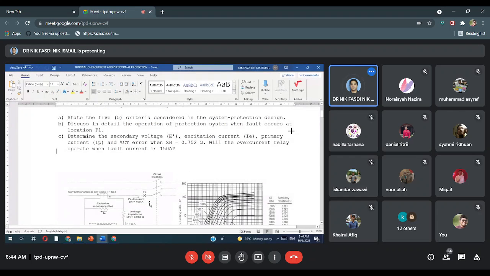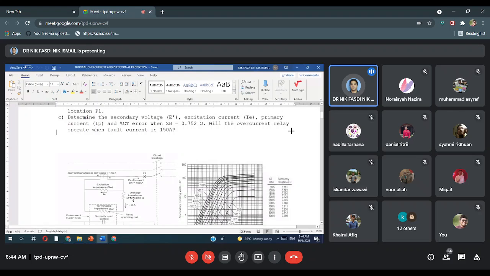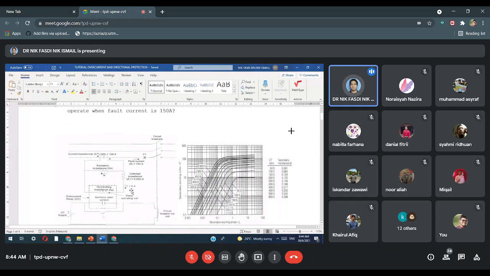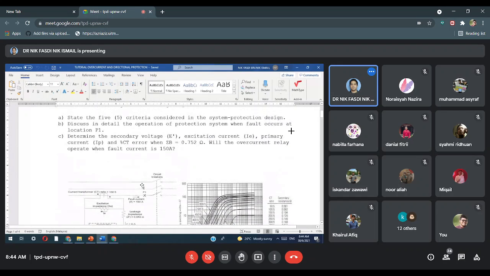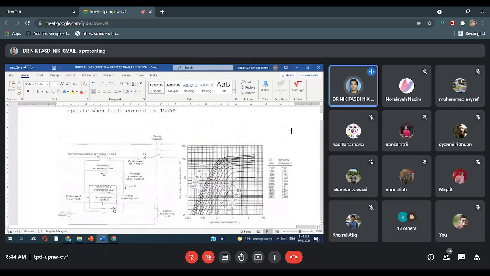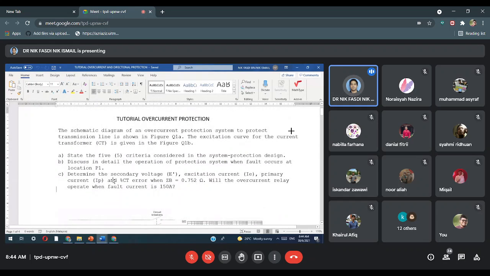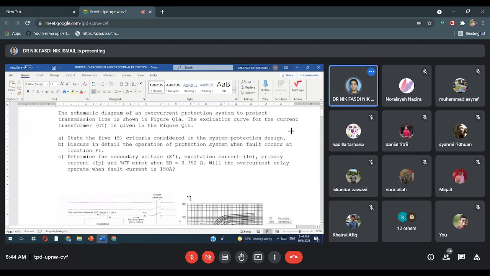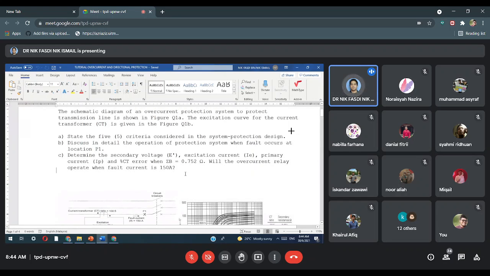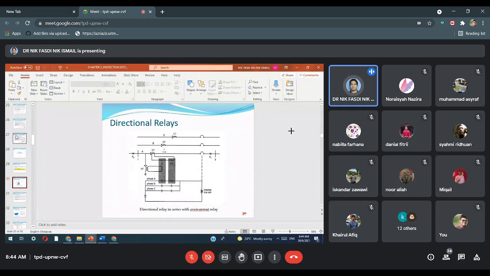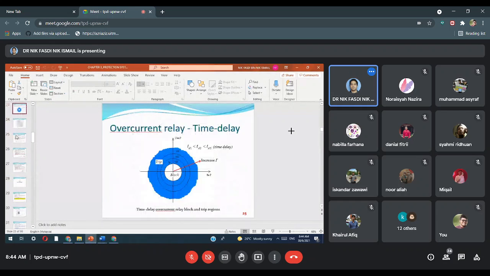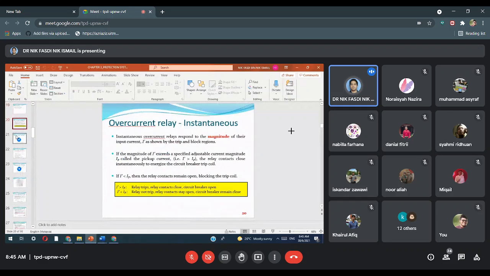I cakap tadi, of course dia kena tahu I1 prime. So we need to make sure that I1 prime is greater than the pickup current, barulah the overcurrent relay akan turn on, trigger. Okay, determine the secondary voltage E prime, excitation current IE, and primary current IP, and CT ratio when ZB, Z burden, is 0.752. What is Z burden? Dalam nota pun ada cerita pasal Z burden, kita letak kat sini. Letak overcurrent.